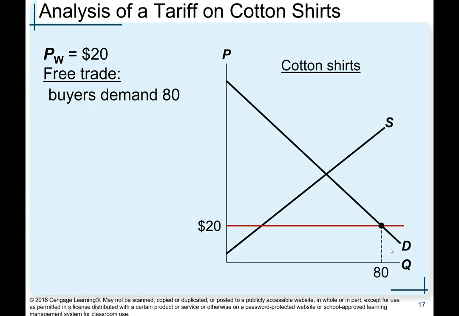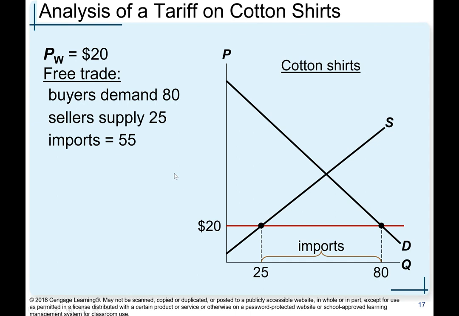Under free trade, buyers will buy 80 and domestic sellers will supply 25. Obviously, there's a shortage. If sellers can only supply 25, but buyers want to buy 80, there's going to be a shortage, and that shortage is going to be the import. So this country is going to import 80 minus 25, which is 55.